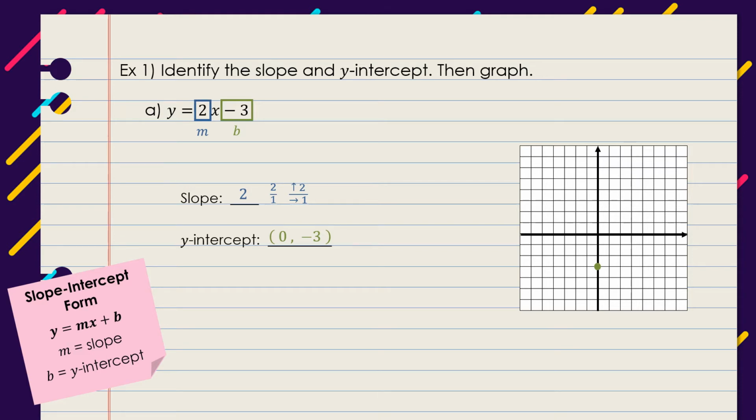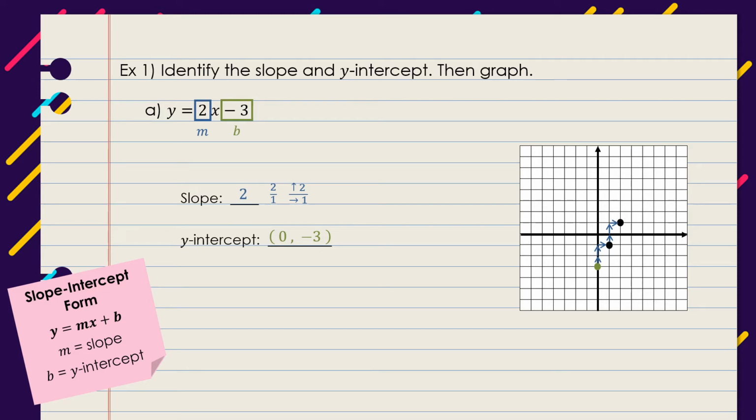So going back to our graph, when we start at the point (0, -3), what we're going to do is go up 2 and right 1. I'm going to denote that with some arrows. So we're going to go up 2 and right 1, and then we will place a new point. We will continue this movement throughout the entire line. So again, we will go up 2 and right 1. We could continue this process and cover the entire coordinate plane if we wanted to.